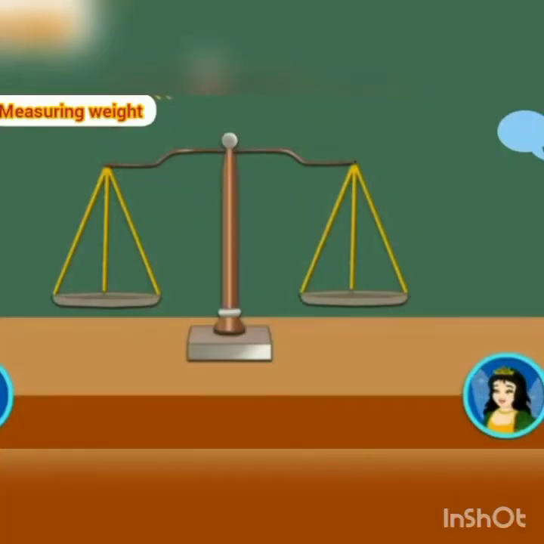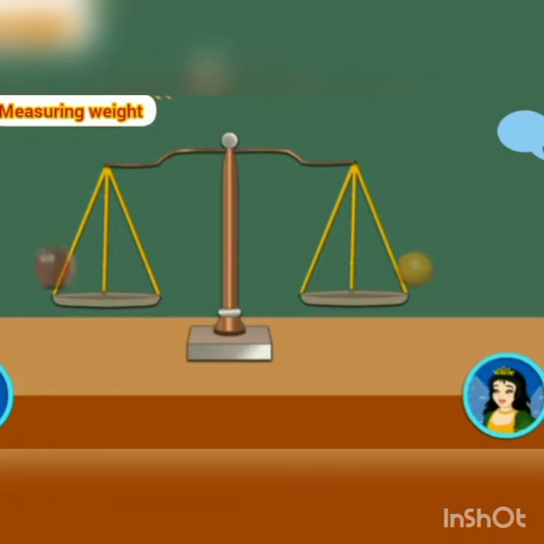Children, we can weigh an object with the help of a balance. And look at this balance. This is called a pan balance. A pan balance has two pans. When nothing is put on the pans, this remains in the same level.